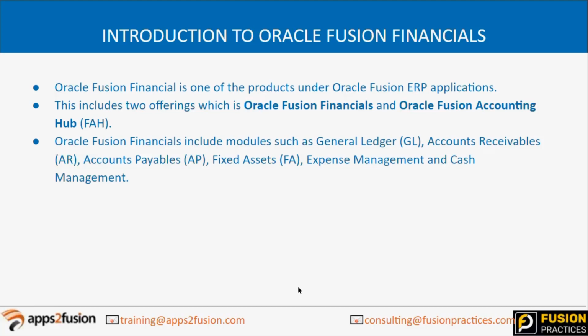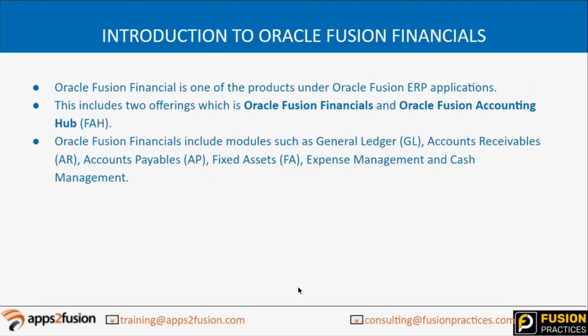But in this course, we would be concentrating mostly on Oracle Fusion Financials, which has a lot of modules like General Ledger, Accounts Receivable, Accounts Payable, Fixed Assets, Expense Management, and Cash Management. I was thinking of explaining these modules more, but since you have worked on other ERP applications, I don't think I need to explain what these modules are for, right? So this is what Oracle Fusion Cloud is all about.